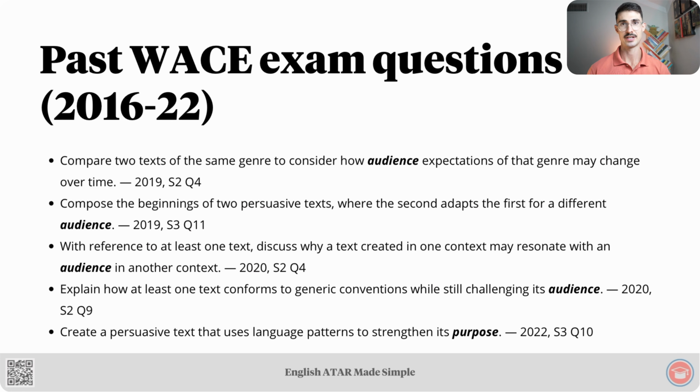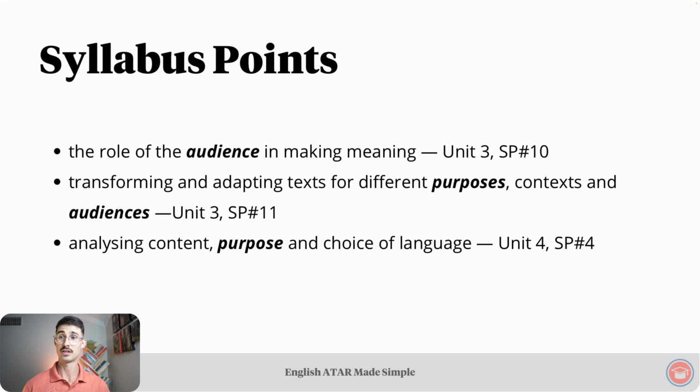Hopefully, I have your attention. These concepts are very important. Relevant syllabus points, we have 3. First one, the role of the audience in making meaning, Unit 3. Second one, transforming and adapting texts for different purposes, contexts, and audiences. Note how purpose, context, and audience appears in the same syllabus point. Hint, hint. And our third syllabus point, analyzing content, purpose, and choice of language, comes from Unit 4.